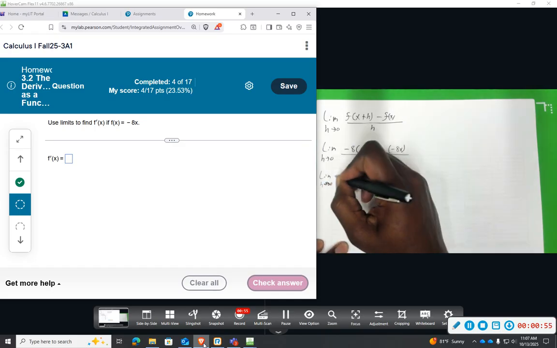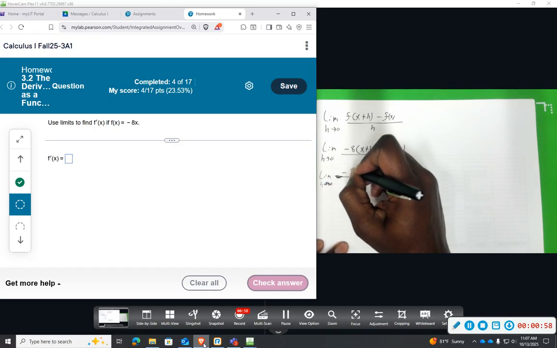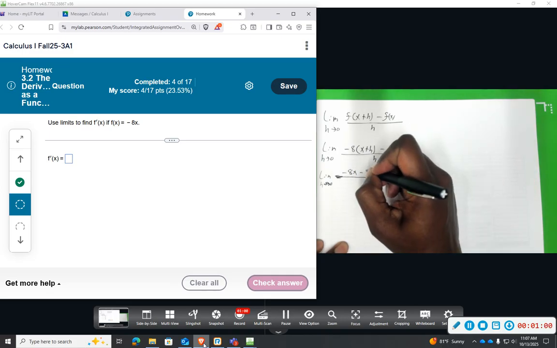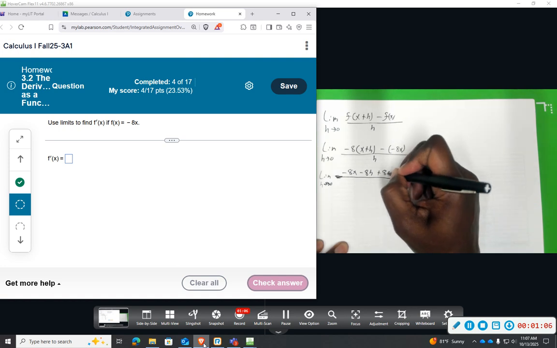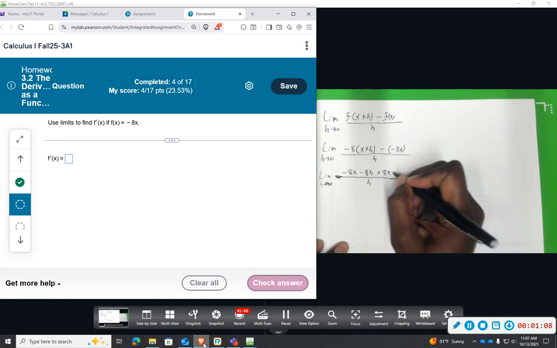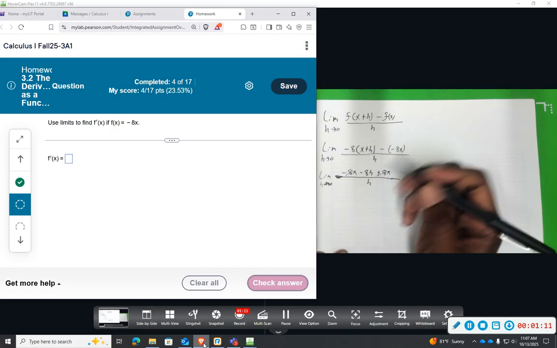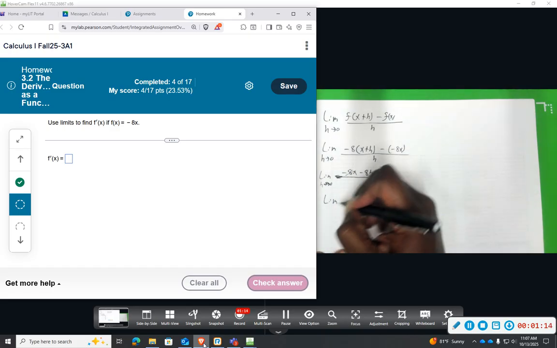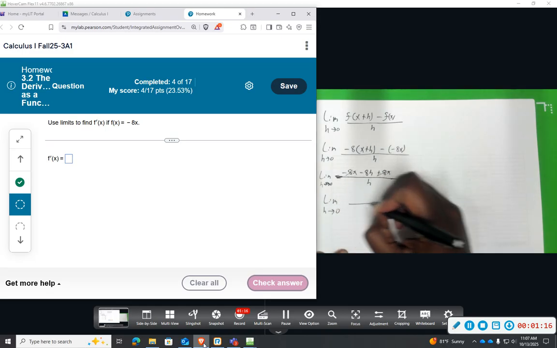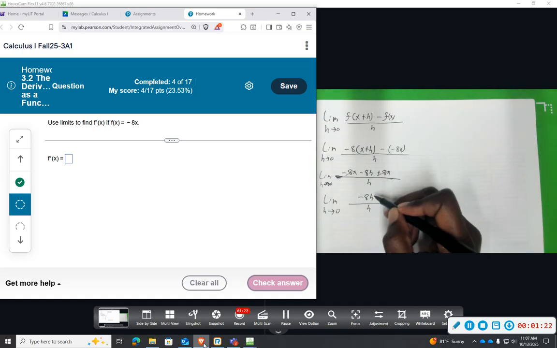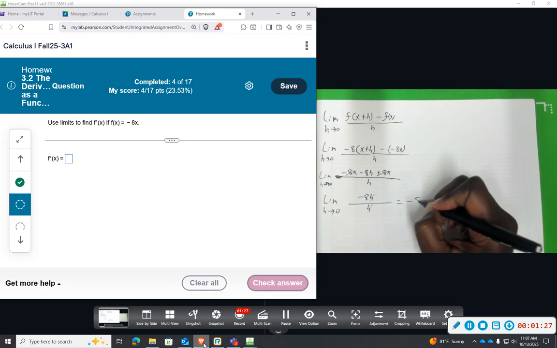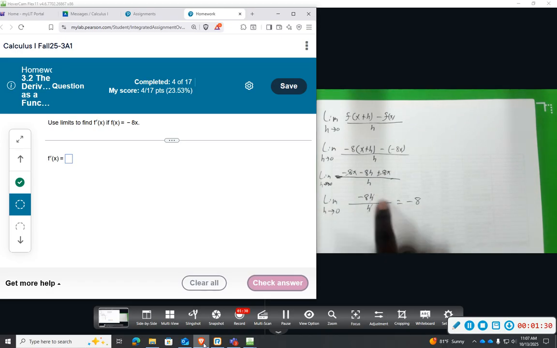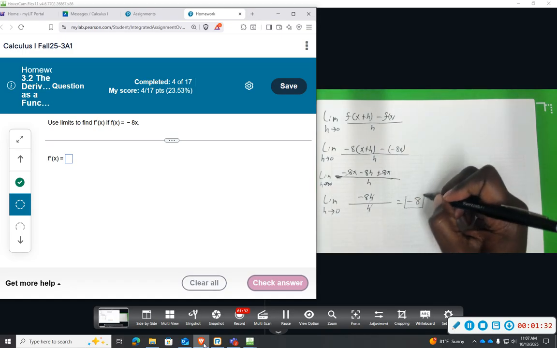As h goes to 0, it'll be negative 8x minus 8h. Minus a negative becomes a plus 8x, all over h. Positive 8x and negative 8x will cancel each other out, leaving us with the limit as h goes to 0 of negative 8h divided by h. And so we divide out the h, and that just leaves us with negative 8. Even if you were to plug in 0 for h, we don't have any more h, so that would just leave us with negative 8.